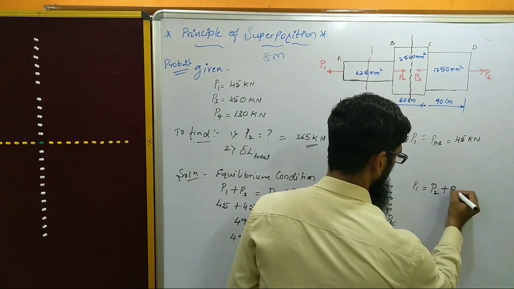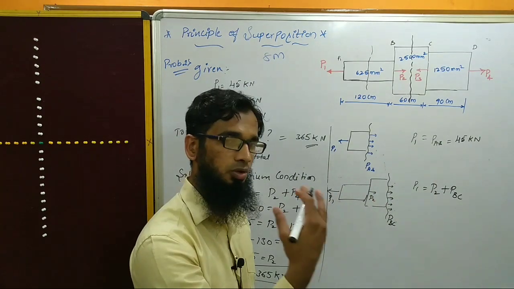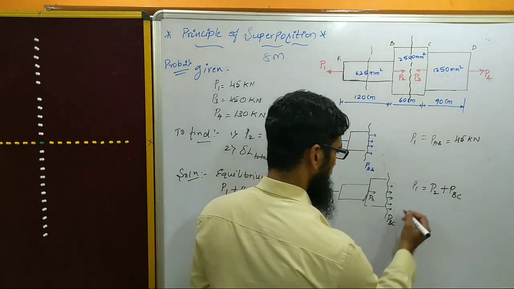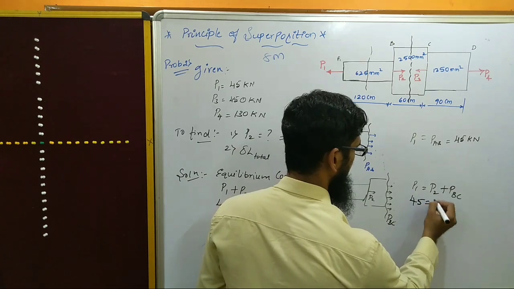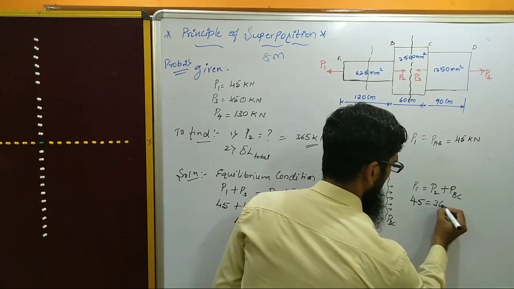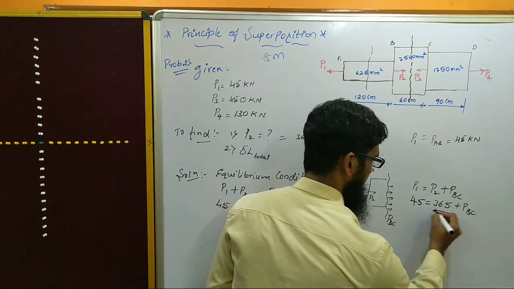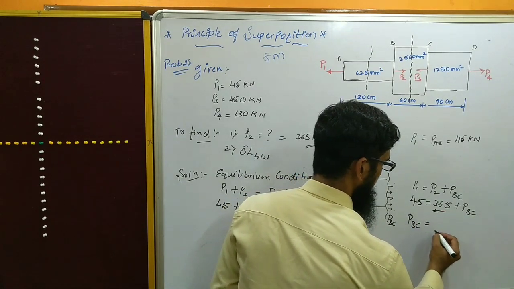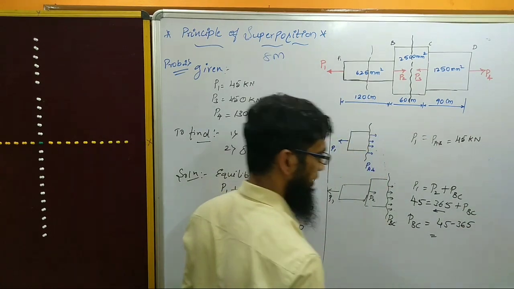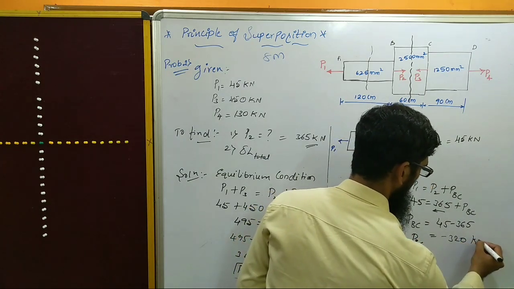So P2 plus PBC. You can take the right part also, no issue. You can get the same answer, right? Only thing is any one side you have to take. So this P1 is 45. So P2 we have calculated here, that is 365. So plus PBC. Okay, now take this to the left hand side. Finally PBC becomes 45 minus 365, which is given by minus 320 kilonewton.